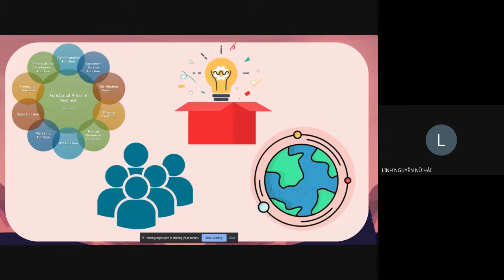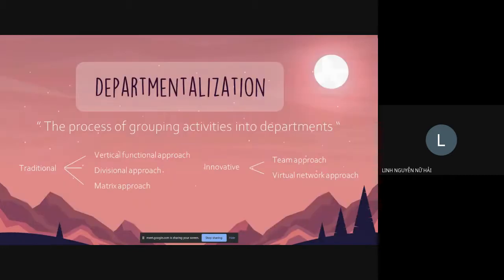But today, we will not delve into any of the aforementioned types of departmentalization. Instead, we would like to introduce and clarify five distinguished approaches to departmentalization, all of which are categorized into two groups, three traditional approaches and two innovative approaches, respectively. So, ladies and gentlemen, may I present to you three traditional approaches to departmentalization.